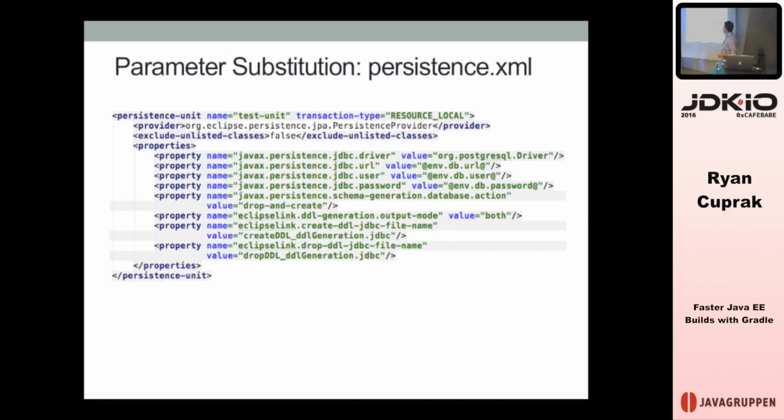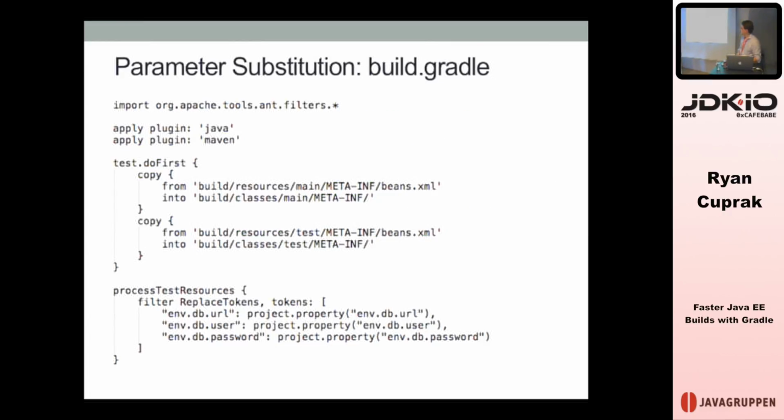So here I parameterized out, I could have done it for the driver as well, but I parameterized out the URL, the user, and the password. And in my home directory there is the .gradle directory, with the gradle.properties file. I put in env db URL equals such and such, the username and the password, and then at build time I want to blit those in and then run the unit tests.